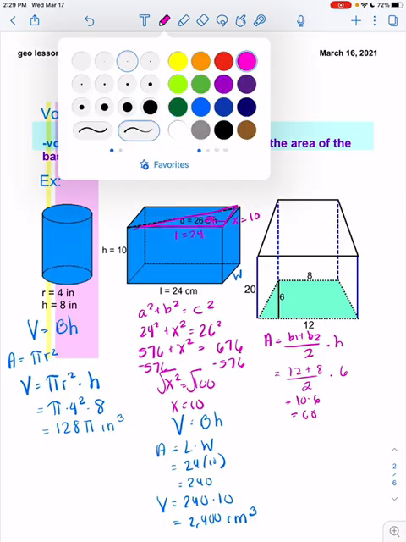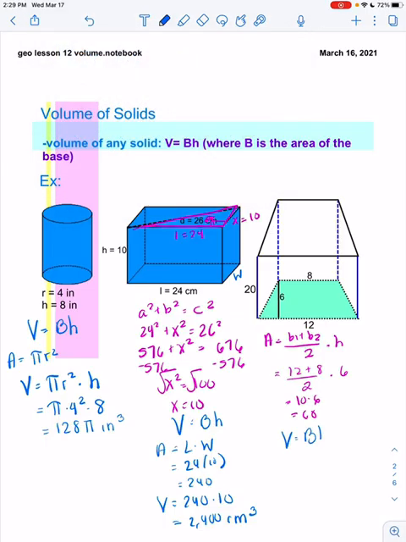Now we'll calculate the volume, which is area of the base times height, and the height is 20. That's what that 20 is representing. So it's 60 times 20, which is 1,200. They didn't give us units, so we'll just call it inches. Why not? Inches cubed. So there were 3 examples of finding the volume of solids. Again, remember this formula where capital B is the area of the base.